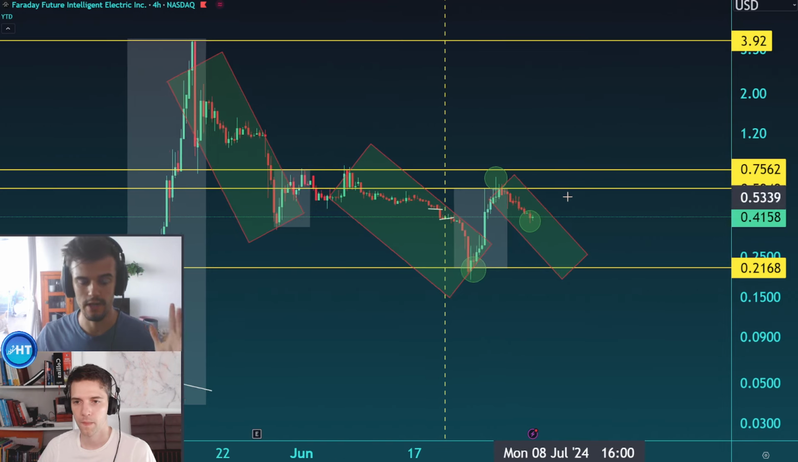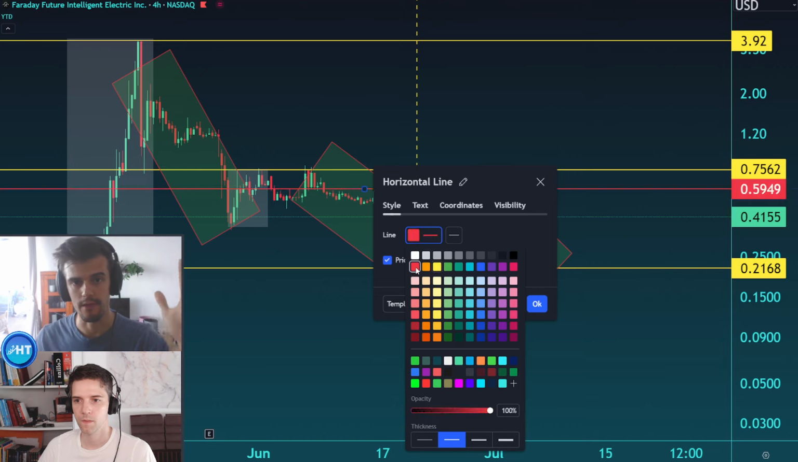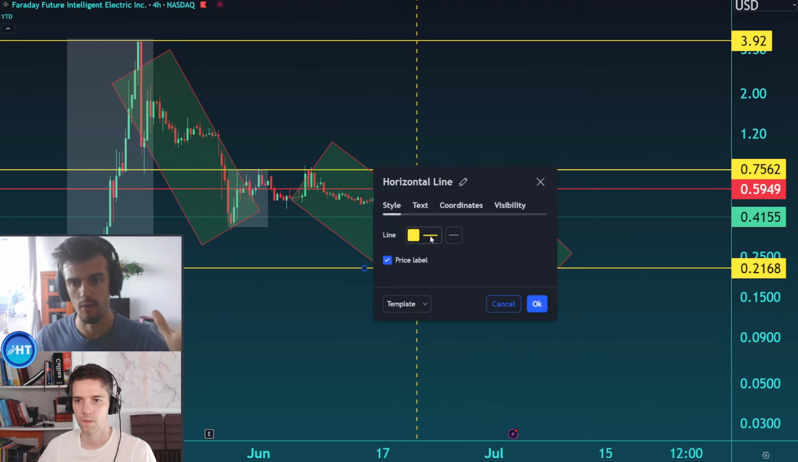If we drew the Fibonacci, we could see that. So very interesting. Let us know in the comments below what you think, if this is going up or if this is going lower from this point.